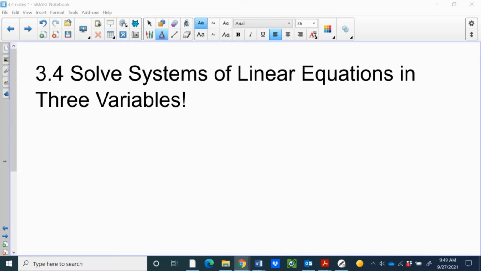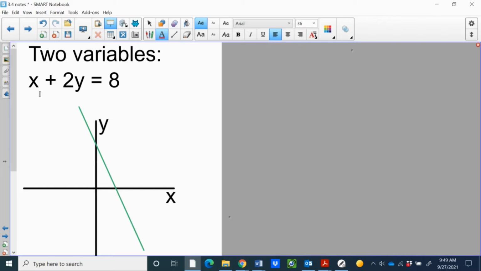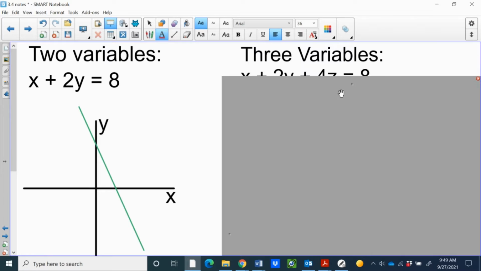Today's topic is section 3.4, where we solve linear systems of equations that have three variables. Just a quick summary of two variables. When you have two variables, like an x and a y, those always graph a line. And when you put two of them together, you'll get two lines, and you try to figure out where they intersect. So what does three look like?